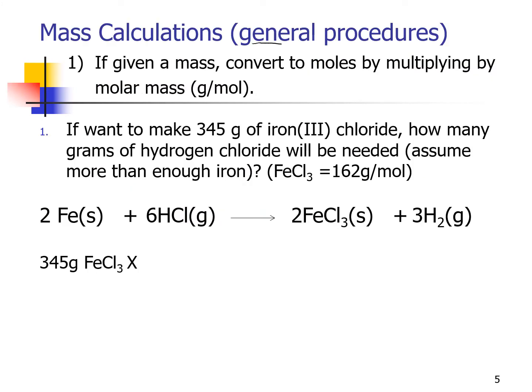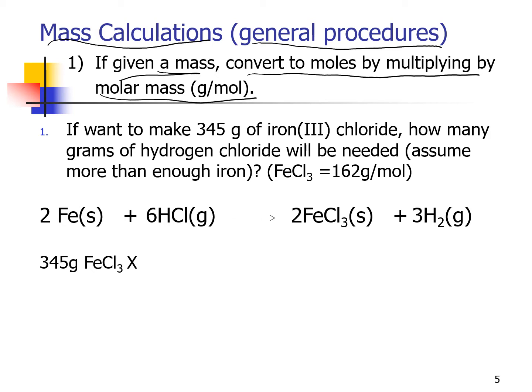Here are general procedures to do mass calculations. If you are given the mass of a specific compound and asked to find the mass of a different compound based on a chemical reaction, the first step will be to take the mass and convert to moles by multiplying by its molar mass.